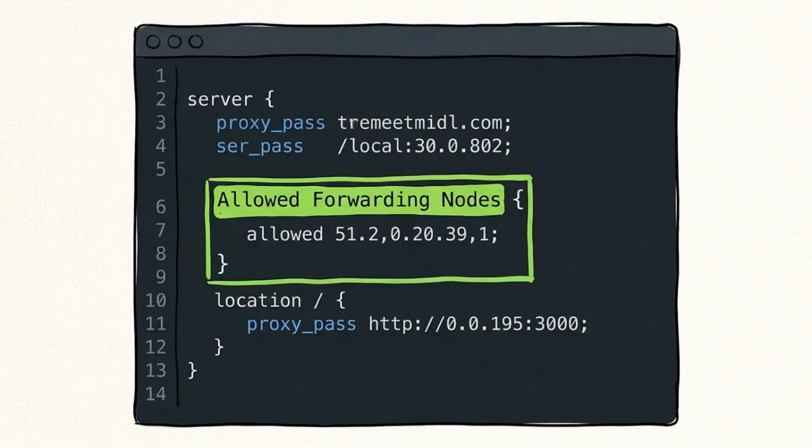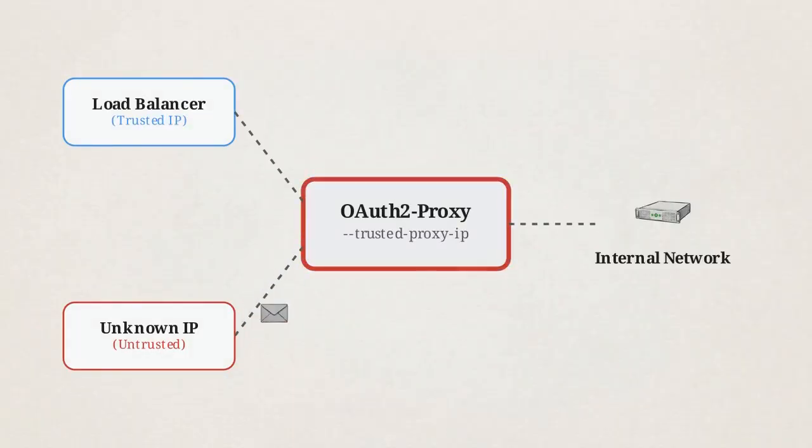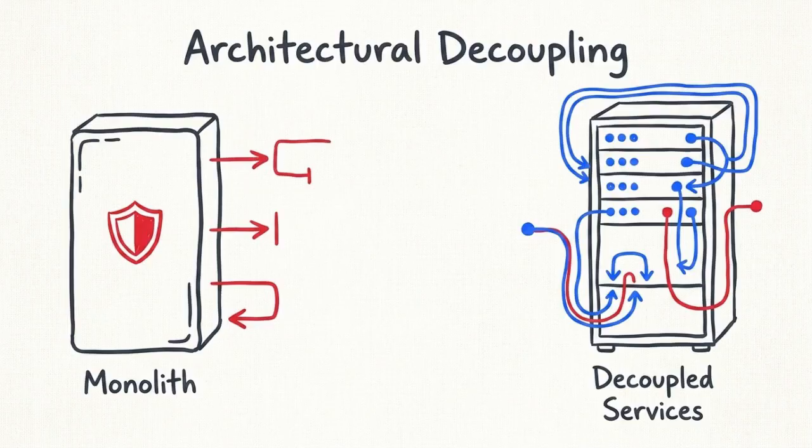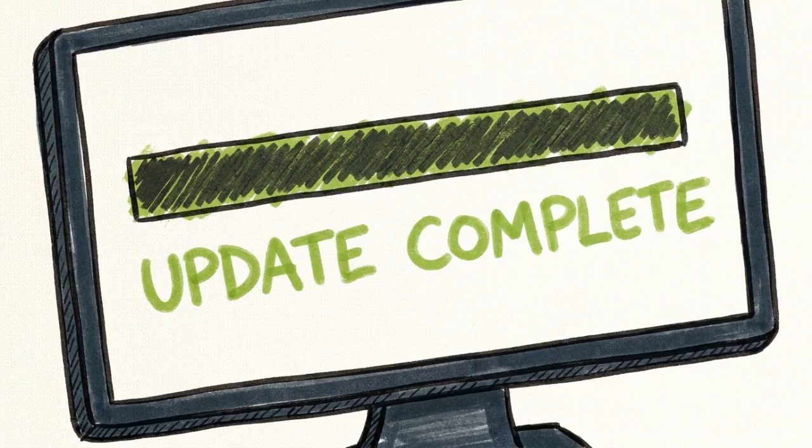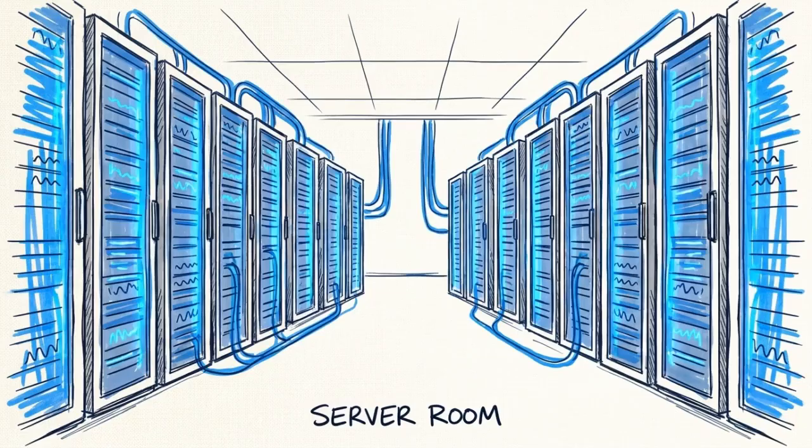To prevent header spoofing, you must also configure the --trusted-proxy-ip flag. This ensures the proxy only accepts forwarding headers from your trusted load balancers. OAuth2 Proxy provides a powerful way to decouple authentication from your apps, but it requires diligent configuration and a commitment to regular patching to maintain a secure environment.